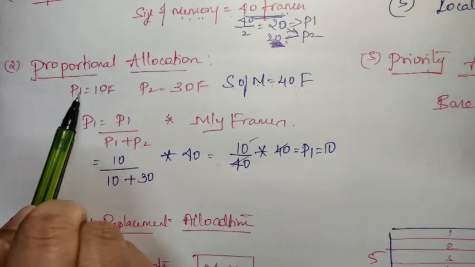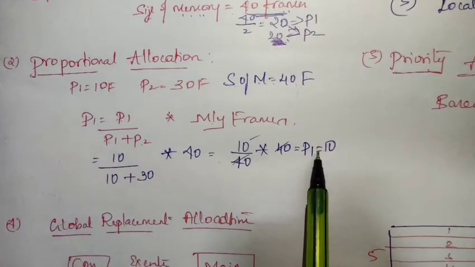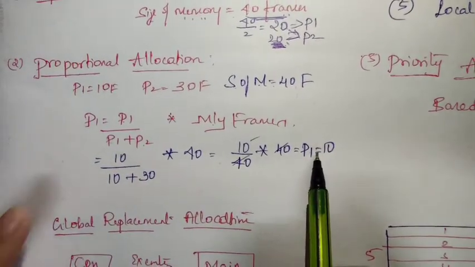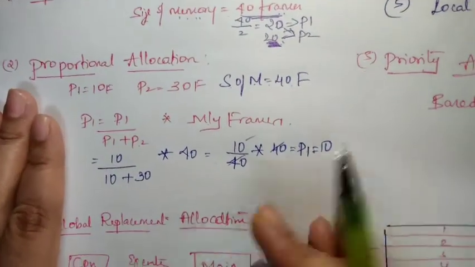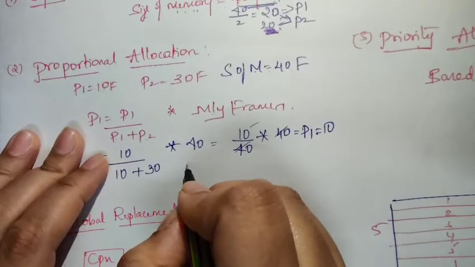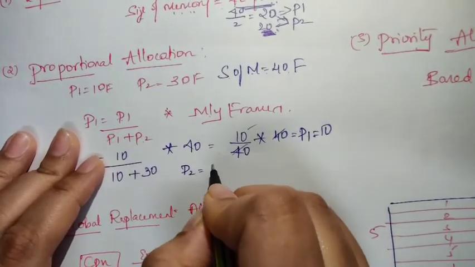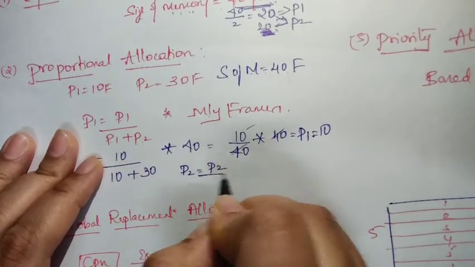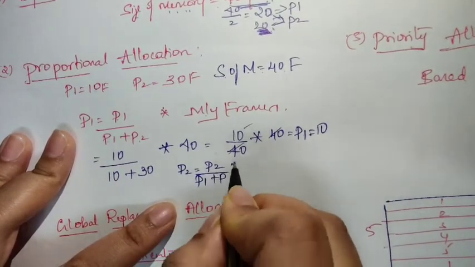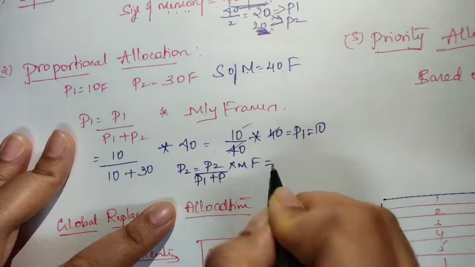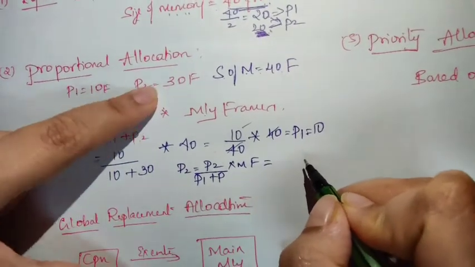So in this way we are allocating P1 only 10 frames. P1 requires 10 frames, and we are allocating 10 frames. So in this way it solves the problem in case of proportional allocation. In the same way you can calculate for P2 also. P2 is equal to P2 divided by (P1 plus P2) times memory frames.